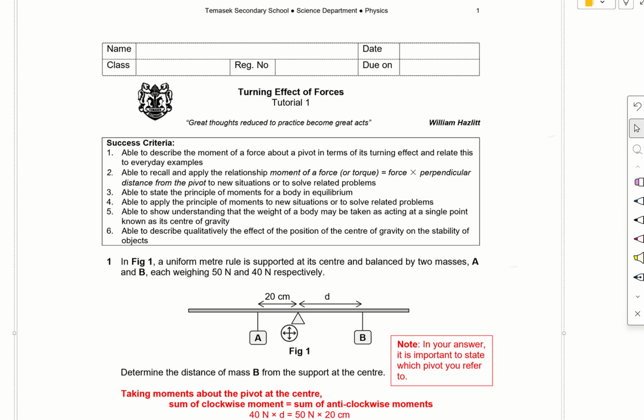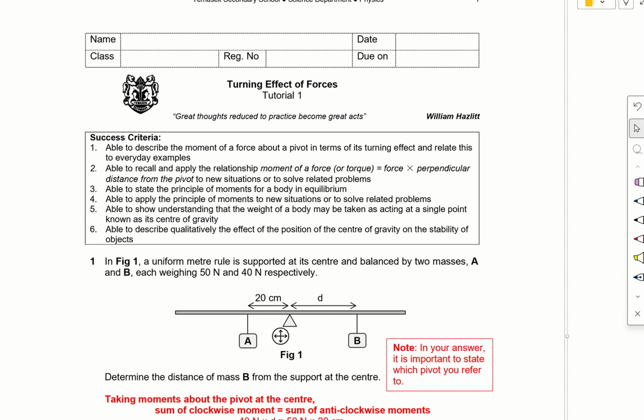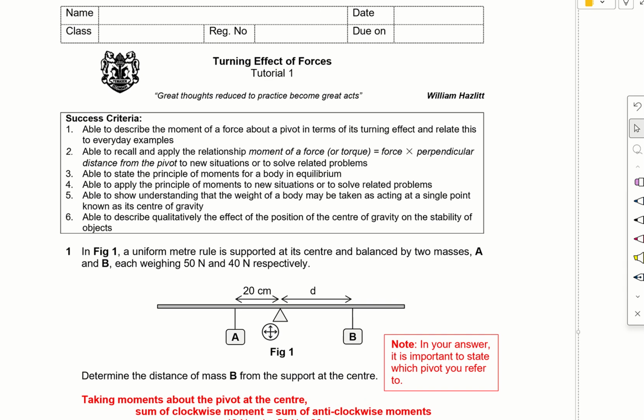Okay, for this video, I'll be going through turning effects of forces, which is basically moments tutorial. Okay, so all these are the success criteria.